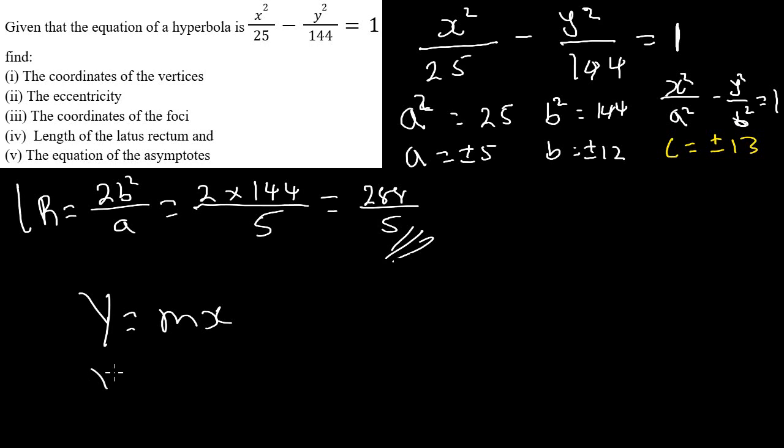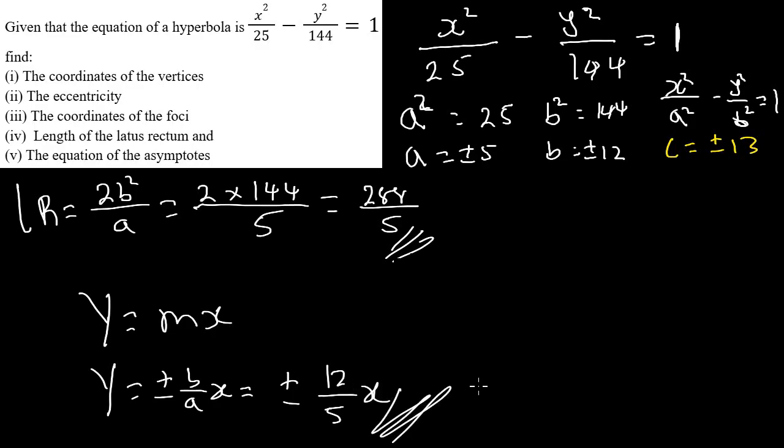So therefore, the equation of the asymptote will be y equals plus or minus b over a x, and that is equal to plus or minus b is 12, a is 5, x. Simple as that. That gives us a solution to this problem. For better understanding, let's consider one more example.